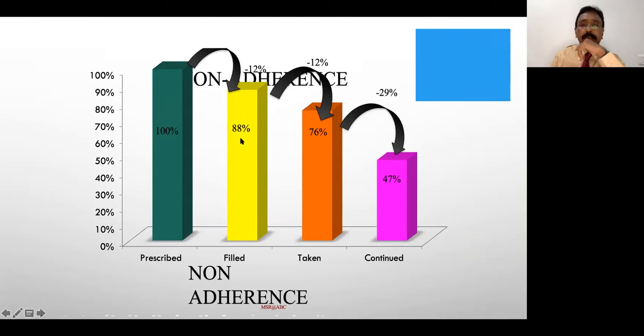This is a funny thing. Have a look at this. This is a slide, I don't exactly get the reference. When a patient comes to your clinic, you prescribe the drug, 100%. They go out and buy from the pharmacy. 12% don't even buy the medicines. Those who buy the medicines are only 88%. And out of this, 12% buy the medicines, take them and dump them in a cupboard, they don't take them. And finally, it's 47%.